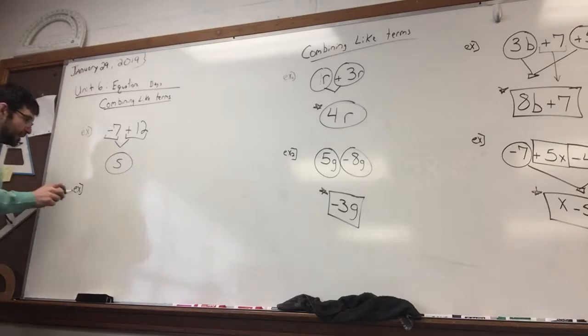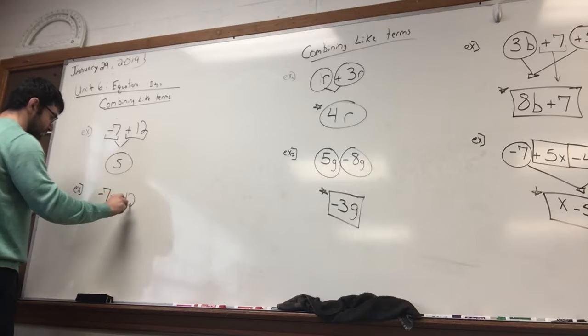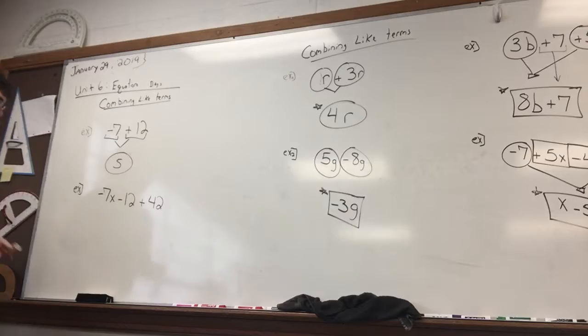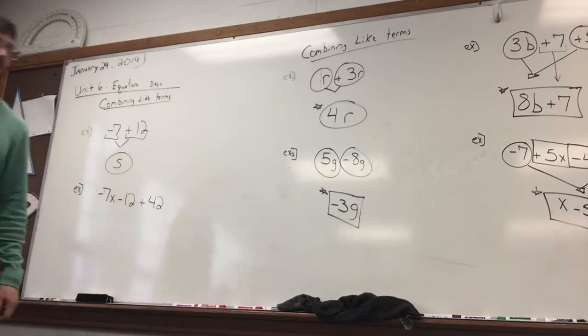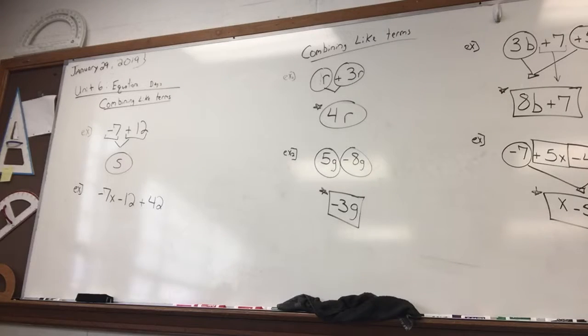Try this on your own. Raise your hand once you've got it. So let's go. So it says negative 7x minus 12 plus 42. You are simplifying. This is an expression. You are simplifying. We simplify because we can combine like terms.